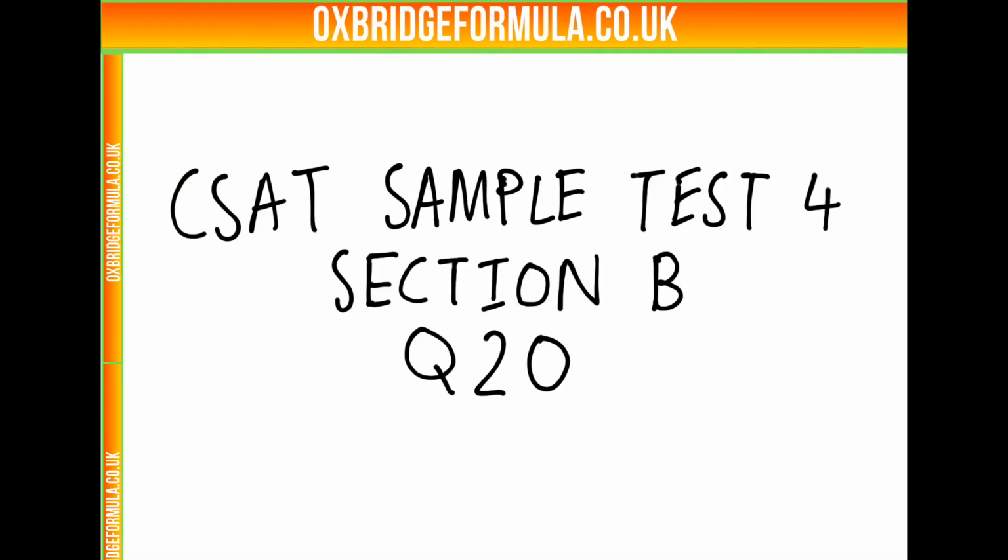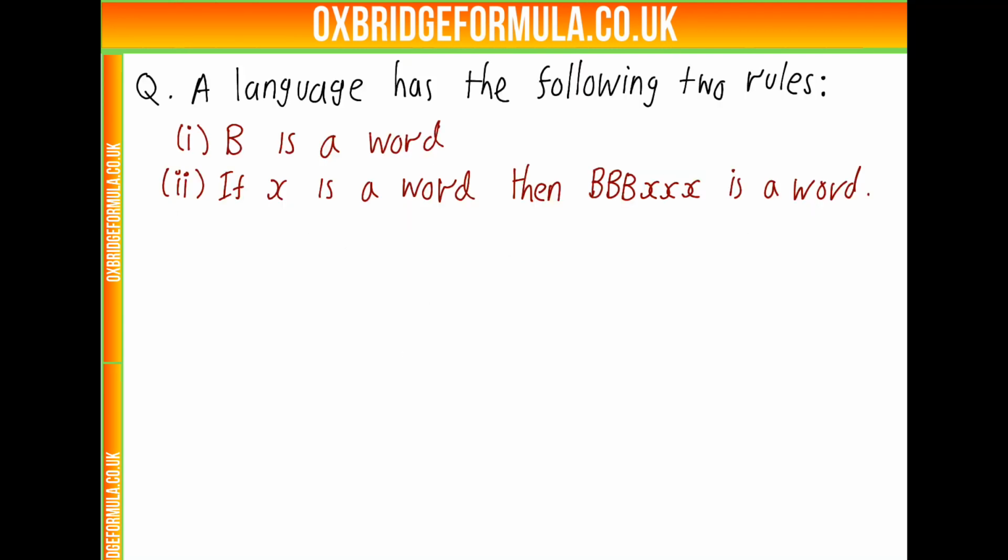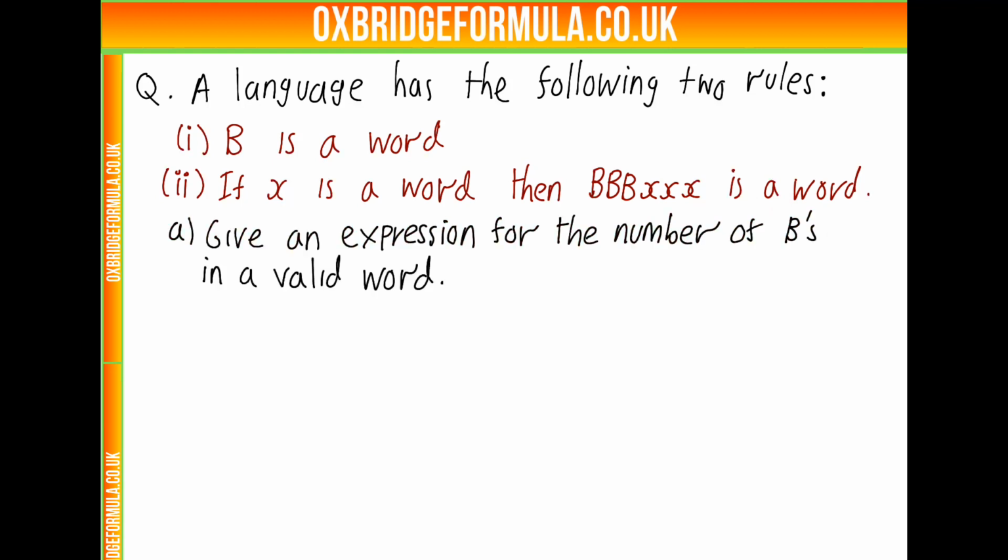This is the solution video for question 20 from section B of the 4th sample test for CSAT. In this question, we're given a language which has the following two rules: that B is a word, and if X is a word, then BBB, XXX is a word. And given this, we're asked to firstly give an expression for the number of B's in a valid word.